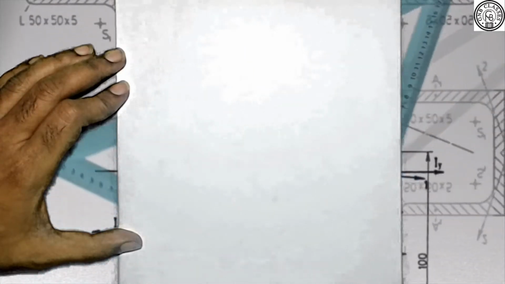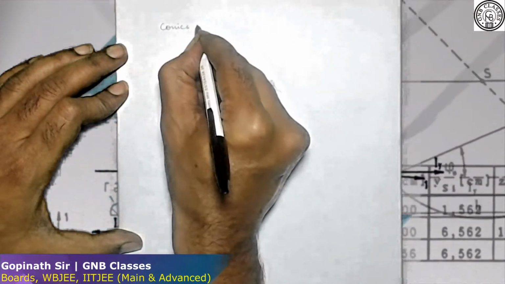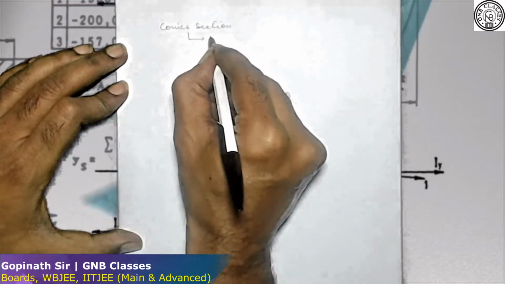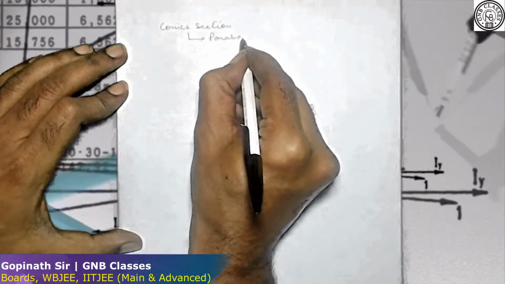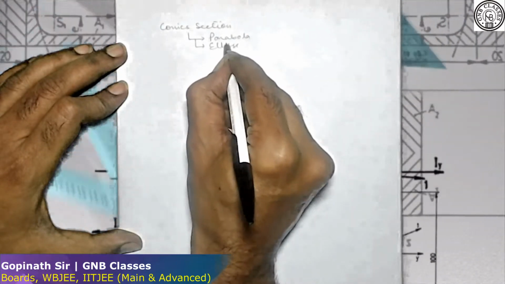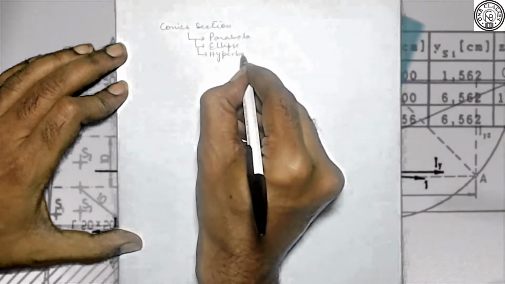In this class, we are going to discuss the conic section, which includes parabola, ellipse, and hyperbola. Okay?